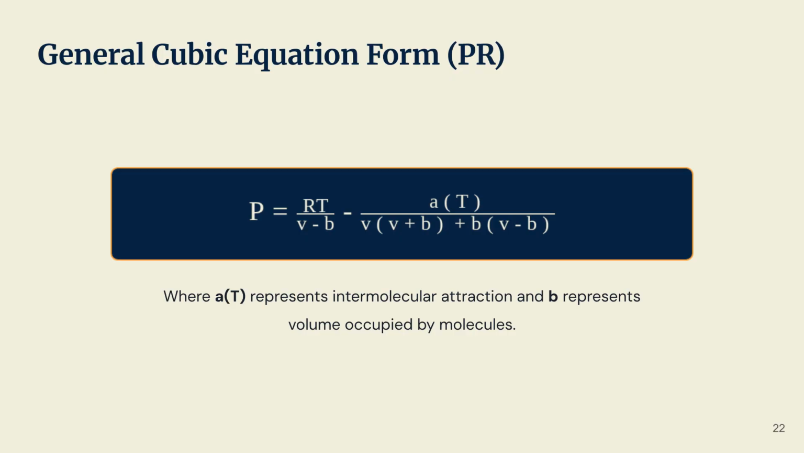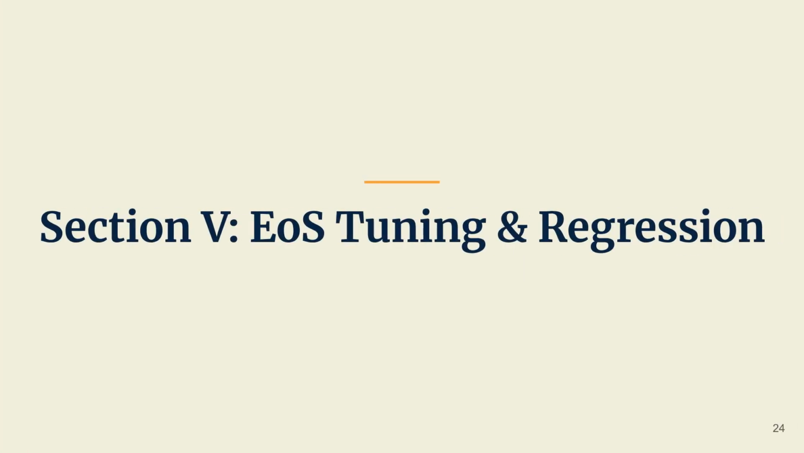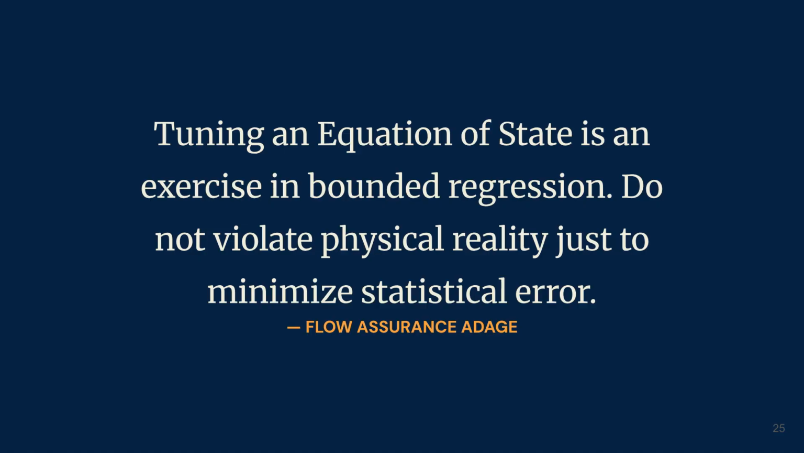This slide displays the general cubic form of the Peng-Robinson model, highlighting how intermolecular attraction and molecular volume are mathematically represented. Accurate simulations require solving for phase stability and flash calculations, utilizing algorithms like tangent plane distance and the Rachford-Rice equation to predict phase composition and fractions. In Section V, we look at EOS tuning and regression, a critical process for aligning theoretical mathematical models with experimental laboratory data. Tuning is an exercise in bounded regression.